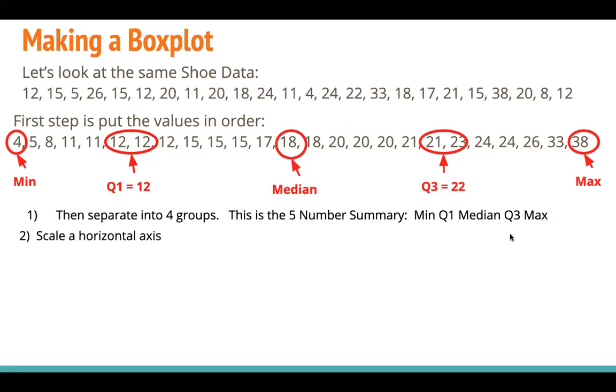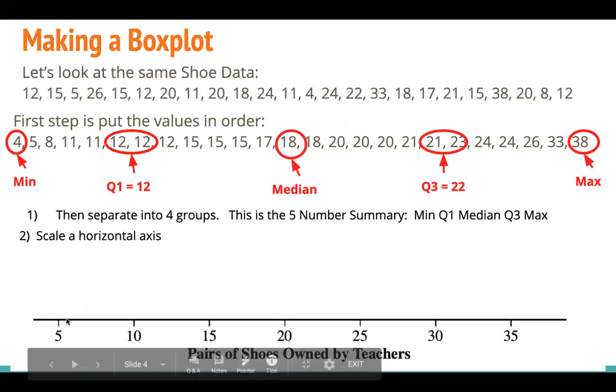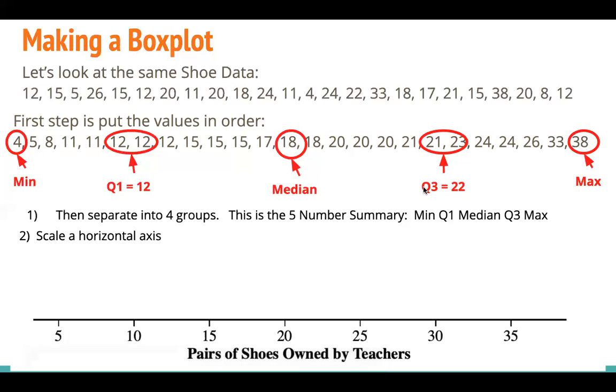The next step will be to scale a horizontal axis. Make sure you scale it. Sometimes people try to put the 5-number summary in first, but it's very important that you tick and make an even scale. So I'm counting by 5s: 5, 10, 15, 20, 25, 30, 35. And notice that I have labeled the axes, right? Pairs of shoes owned by teachers.